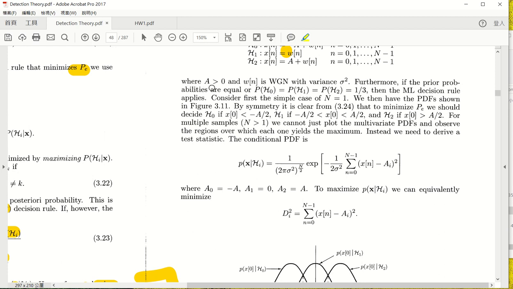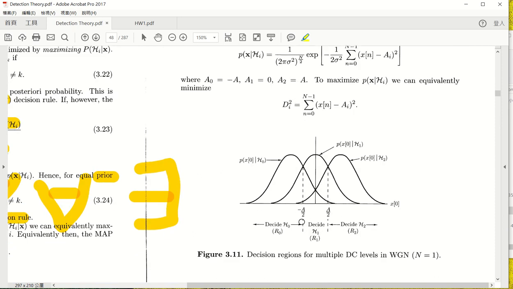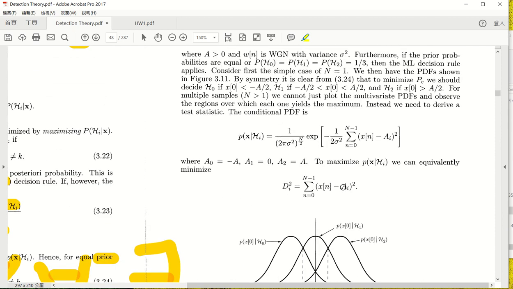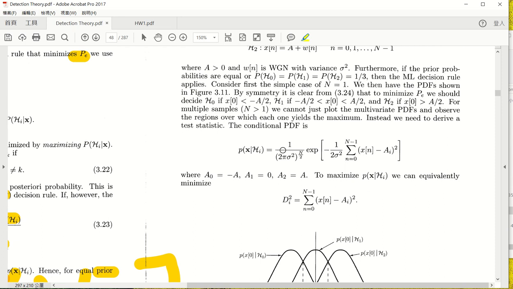So this A is larger than 0 and Wn is WGN with variance sigma squared. Furthermore, if the prior probabilities are equal, meaning that for each hypothesis they are equal, then the ML decision rule applies. Consider the first case of n equal to 1. We then have the PDF shown in figure 3.11, which we will see here. We'll come to see it in a little bit.